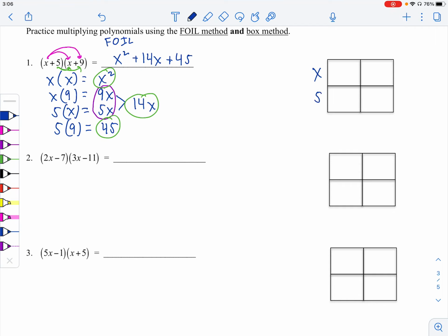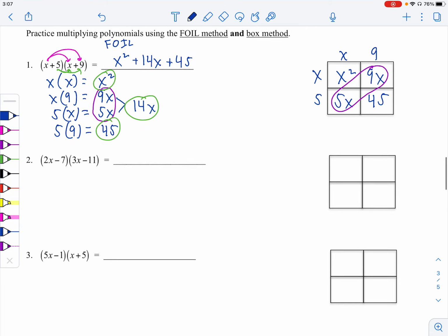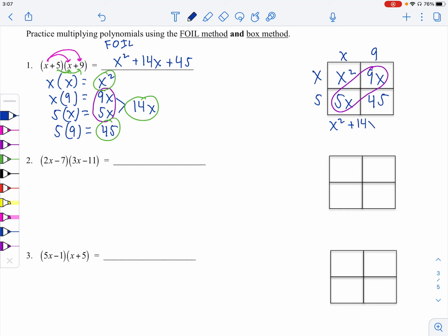So you have x and a positive 5, x and a positive 9. Then we multiply it out. X times x, x squared. X times 9, 9x. 5 times x, 5x. And 9 times 5, 45. Right, so we multiply. It's like a multiplication table, right? And then the middle terms always combine. So we have x squared. And then 5 plus 9 is 14, so 14x. And then plus 45 for positive 45. And that's our answer.